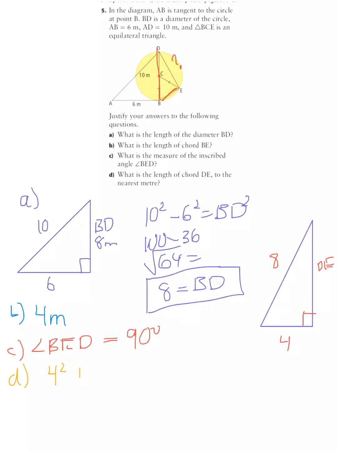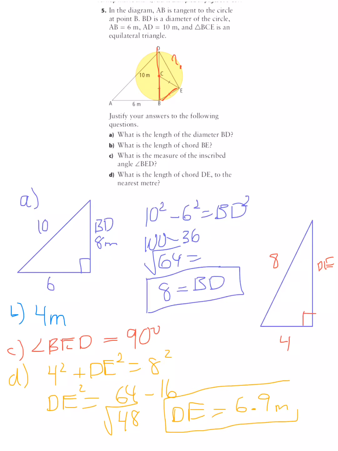So 4 squared plus DE squared, if that makes sense. You can write it like that, or you can give it another letter. That's fine. So I get DE squared equals 64 minus 16, which gives me 48. We're going to square root that. And so DE gives me 6.9. To the nearest meter, I guess we can round it to 7. Okay, so there we go.